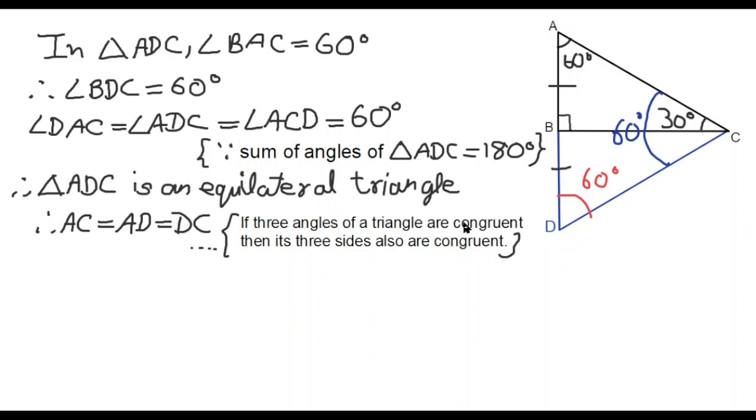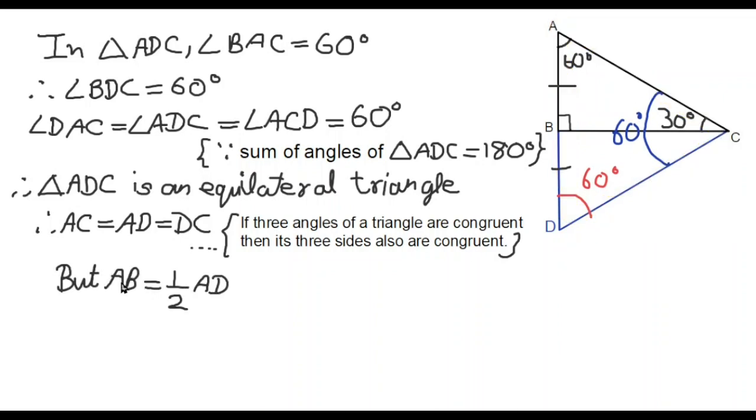This is the property of an equilateral triangle. We can prove this theorem also. If you want, I can give the proof in a separate video. Okay, this is the property we are using here. Okay, so therefore all these three sides are equal in this triangle. Okay, see, in this full triangle ADC, all three sides are equal.